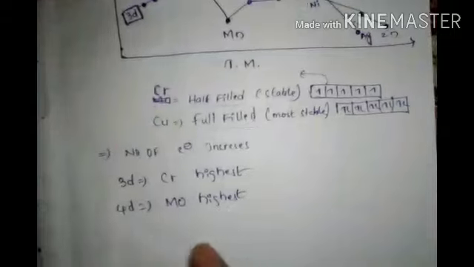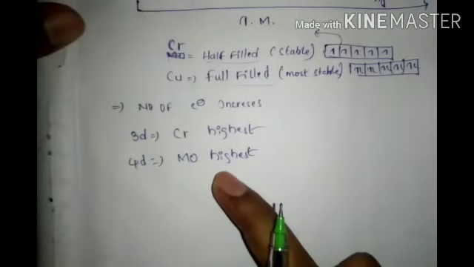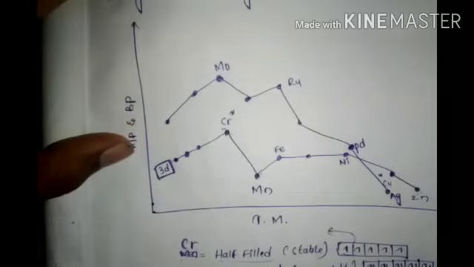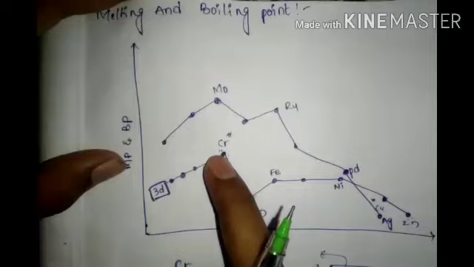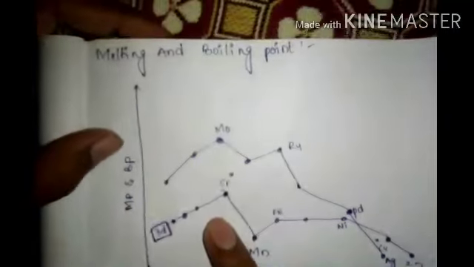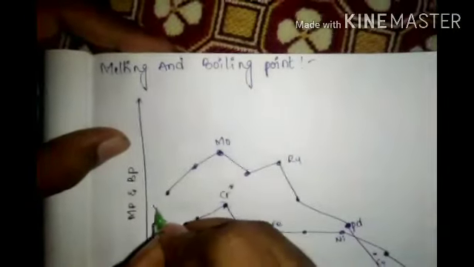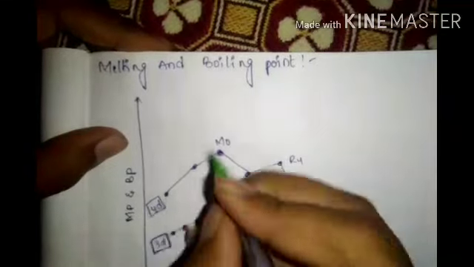Only this highest I will ask in the exam. Whichever you take as highest, I will take that. Whichever you take as lowest, I will take that only. See, molybdenum and chromium both are highest. Next, the 4D series done, now 5D.